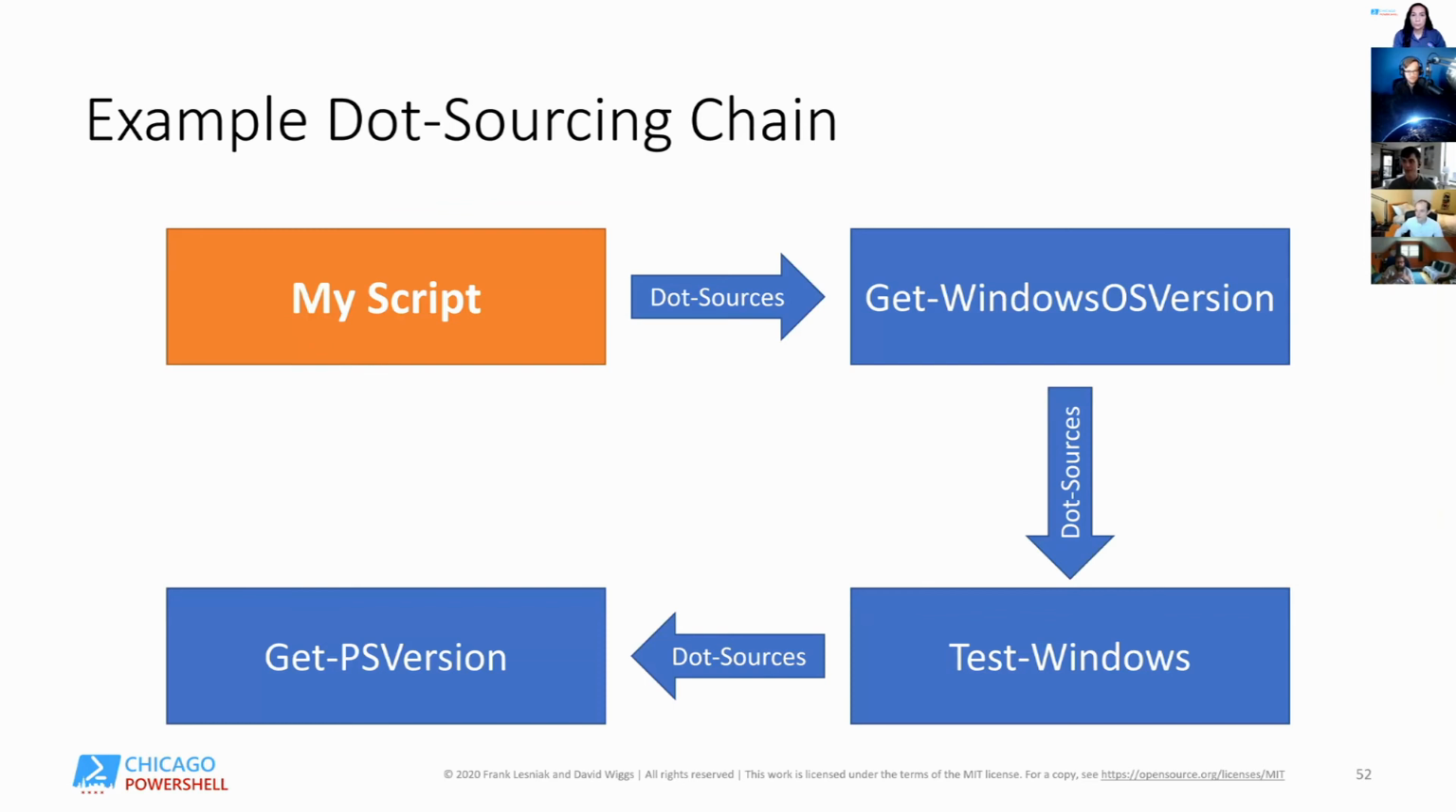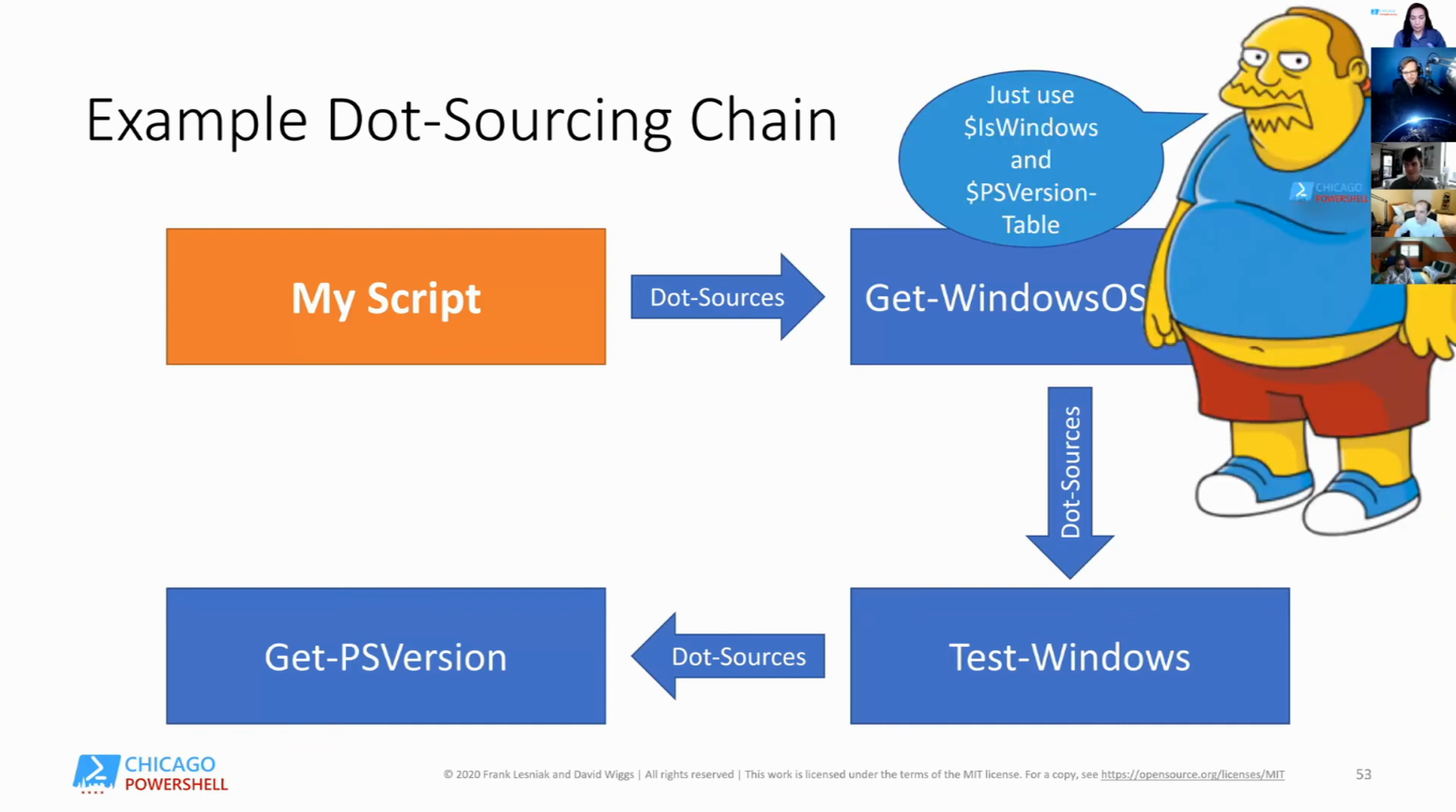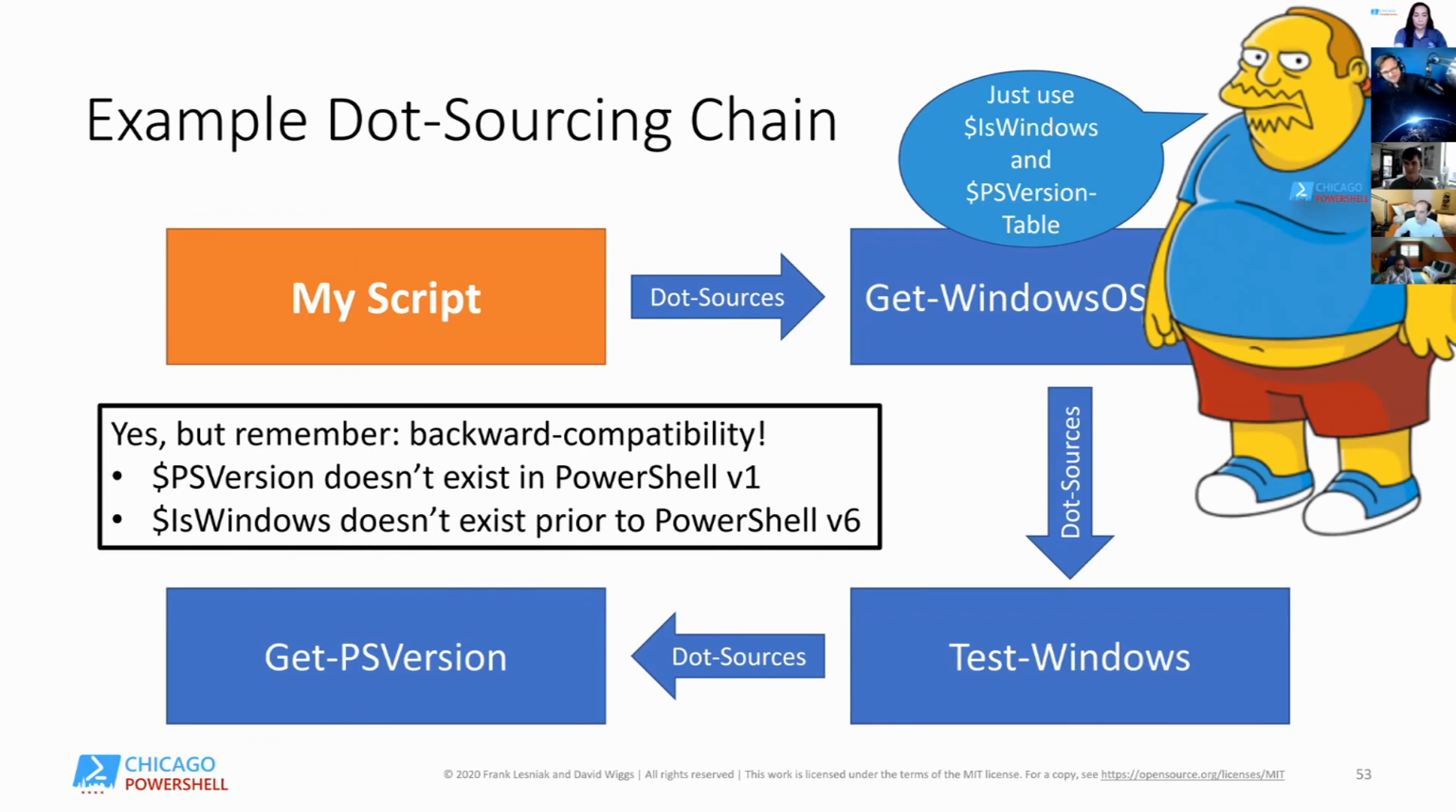Well, it turns out that that function also depends on a test for whether or not the current operating system is Windows, and testing for whether or not the current operating system is Windows needs to know the current version of PowerShell. And some of you that are pros are probably saying, well, why aren't you just using $IsWindows and $PSVersionTable? Yeah, that's true, but remember, I work on backward compatibility. I said that in my intro, and $PSVersionTable doesn't exist in PowerShell version 1, and $IsWindows doesn't exist prior to version 6. So I have some handy-dandy functions to help me remember that and give me a consistent output.